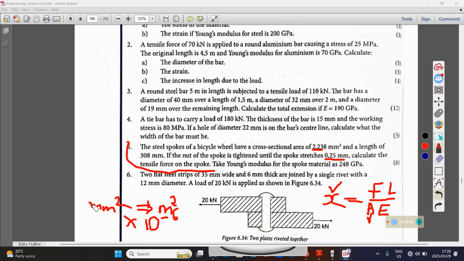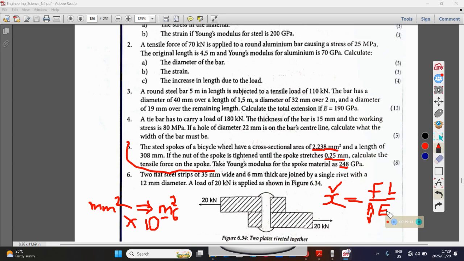So remember this, it's very important as well. So if they give you a value like this, which is millimeter squared, to change this to meter squared, you just have to take this 2.238 multiplied by 10 to the power minus 6. Then in that way, you converted millimeter squared to meter squared. Okay, you have the area now.